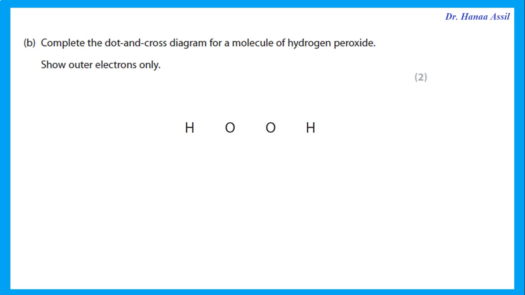So if I look at the hydrogen, hydrogen has 1 and it needs 1 because this is the first energy level. So for each hydrogen, I'm going to take 1 from the oxygen, 1 from the hydrogen and share. And the oxygens have 6 electrons in their outer shell. And that means they need 2 because a shell is filled if it has a total of 8. So it needs 2, so each oxygen is going to share 1 with the hydrogen and 1 with the neighboring oxygen. So this is the dot and cross for hydrogen peroxide.